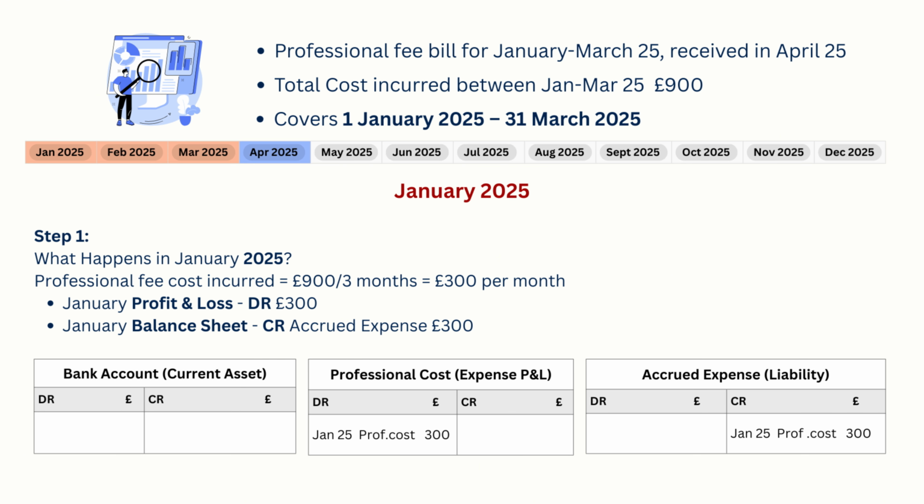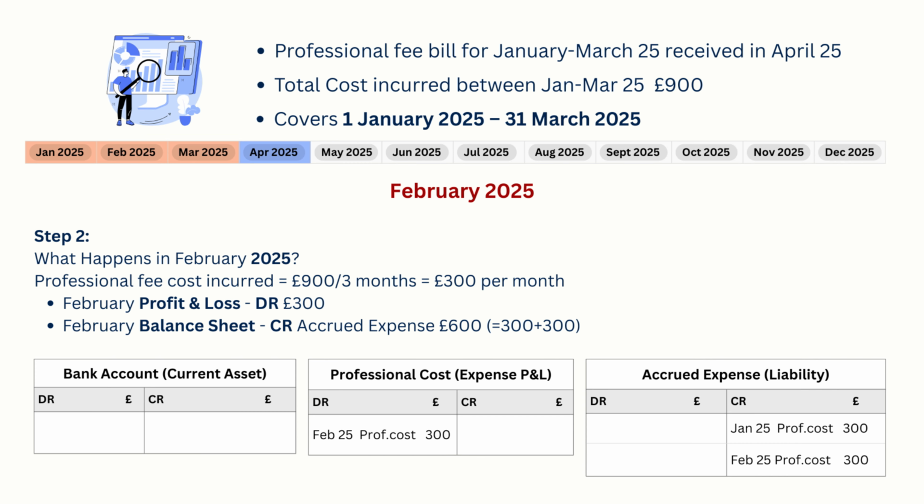Let's look at January. The service is used in January, no invoice received yet. Because the cost relates to January, it must be recognised in January's accounts. We debit professional fees in the P&L and credit accrued expense in the balance sheet. No impact on the cash flow in January. The service continues in February. Still no invoice received. February professional fee cost must be recognised in the P&L and balance sheet. Cumulative balance sheet accrued expense now totals £600. No cash flow impact yet.